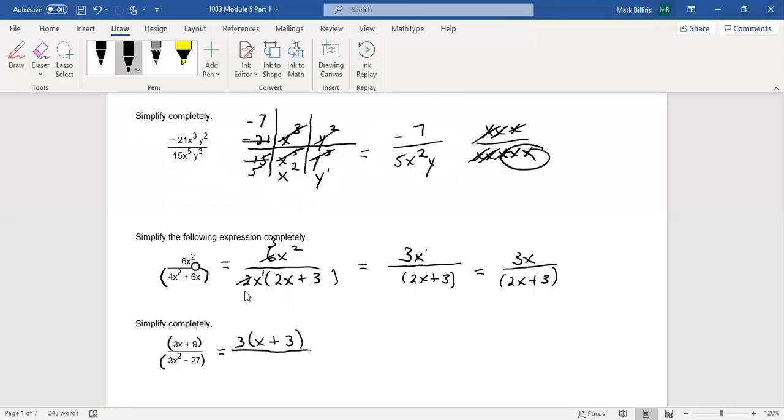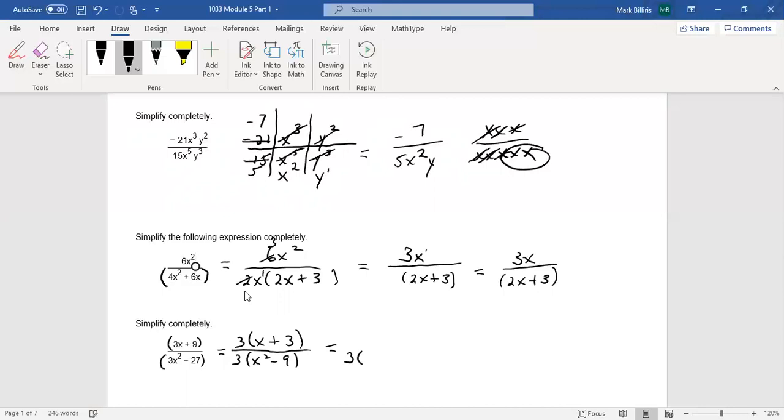In the denominator, it also has a common factor of 3. So when I remove the 3, that leaves me x squared minus 9. Anytime you're left with an x squared or an x cubed, that means you may, not for sure, but you may be able to go further. And if you notice what we have in the denominator, this is the difference of squares, so we can use our shortcut.